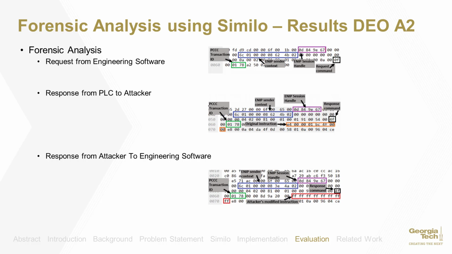For denial of engineering operations attack 2, the attack was simulated as described. When an upload request was sent from the engineering software, the attacker modified the valid instruction data and replaced it with noise. In this case, the instructions were replaced with all Fs. Looking at the forensic analysis provided by the network traffic through Similo, the following is shown. A request message is sent from the engineering software. The response from the PLC to the attacker shows the original response. Note the area labeled original instruction. The response between the attacker and the engineering station, however, shows that this data was modified. From the paper, by tampering with the original instruction, the decompiler was unable to decompile the message and effectively crashed, as the decompiler was unable to respond.